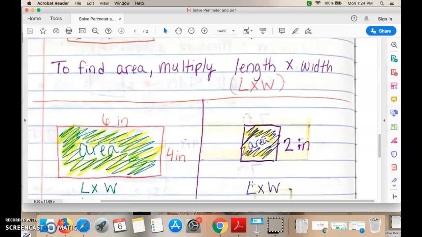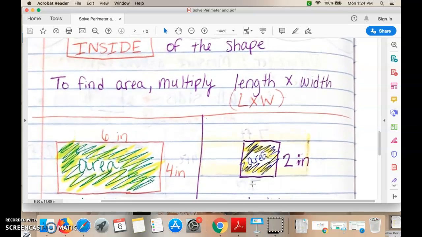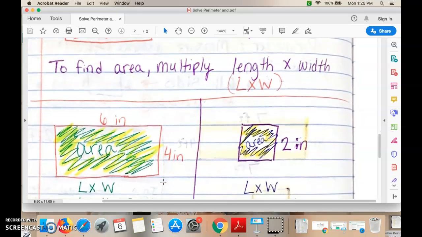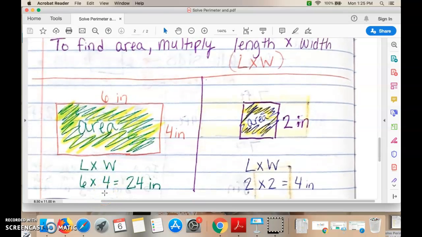So let's say that I have this rectangle. My length is 6 inches, my width is 4 inches. I need to find my area, so I'm going to do L times W, length times width, and I have 6 times 4. 6 is my length, 4 is my width. If I multiply those together, I would get 24 inches.